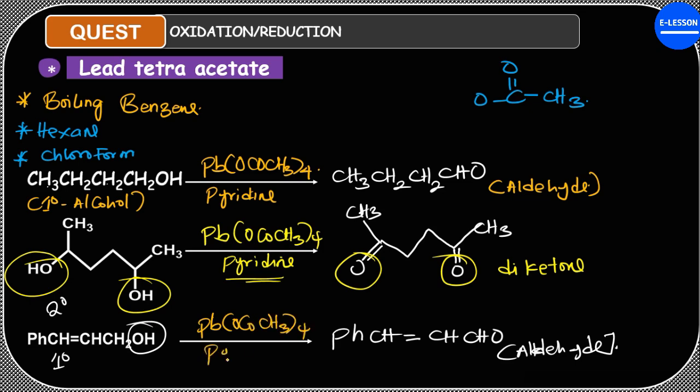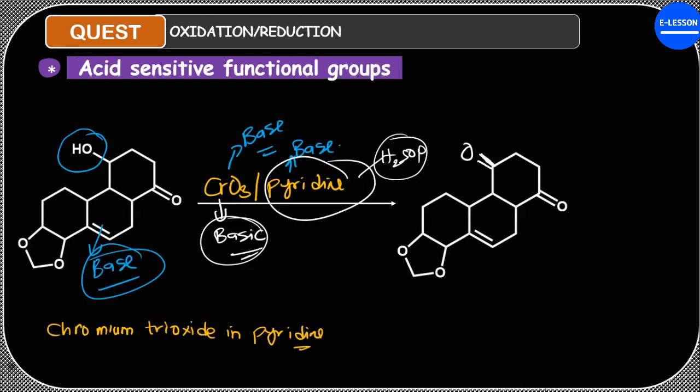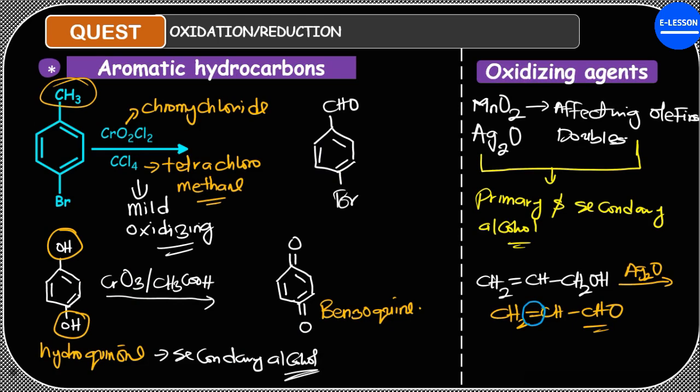Now, what were some of the oxidizing agents that we used in this lecture? Can we go back again as a way of revision? We talked about lead tetraacetate. We talked about aluminum alkoxide in acetone. We talked about chromium trioxide in pyridine for acid sensitive functional groups. Then we talked about chromium chloride, a mild oxidizing agent that changes the alkyl group to aldehyde, as opposed to a strong oxidizing agent which will oxidize them to carboxylic acid directly.